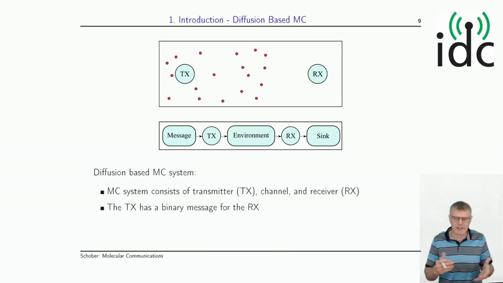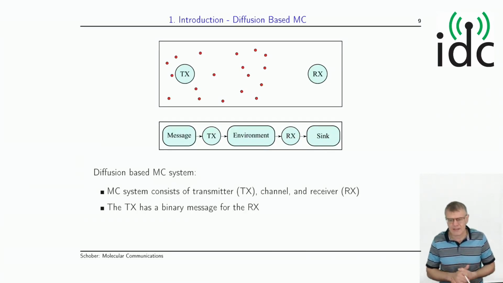If we map this now to our molecular communication system, then the transmitter might be a cell. The environment would be the diffusive channel, and the receiver might be another cell. And the molecules move in this environment by, for example, free diffusion, or supported also by flow. We will discuss this a little bit more in the following. In this way, information can be conveyed from the transmitting node to the receiving node.